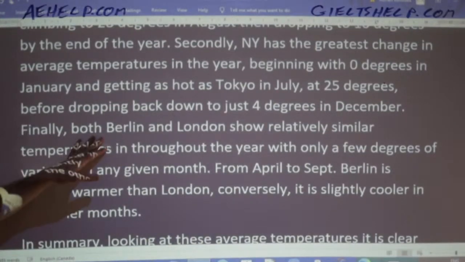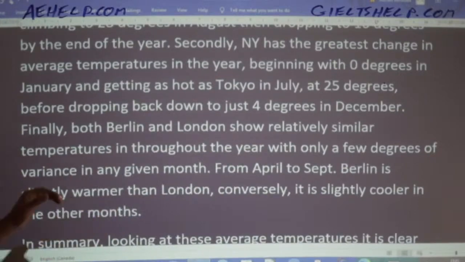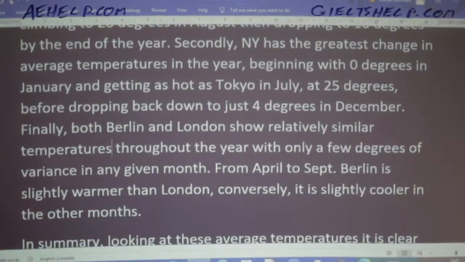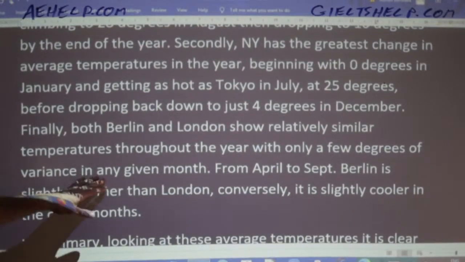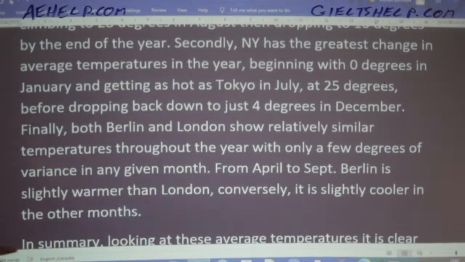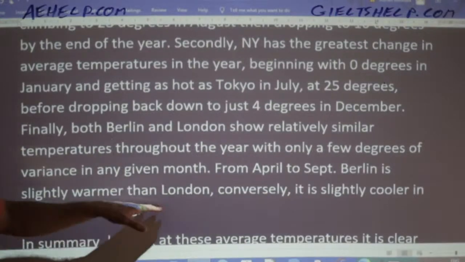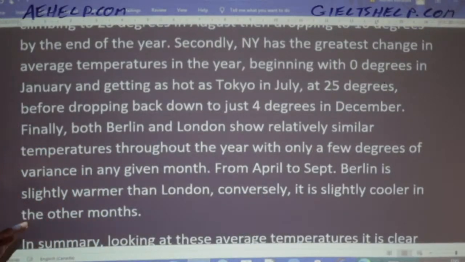Finally, both Berlin and London show relatively similar temperatures throughout the year. I have an unnecessary preposition that kind of hung around there. Throughout the year, with only a few degrees of variance in any given month. From April to September, Berlin is slightly warmer than London. Conversely, it is slightly cooler in the other months. Okay.